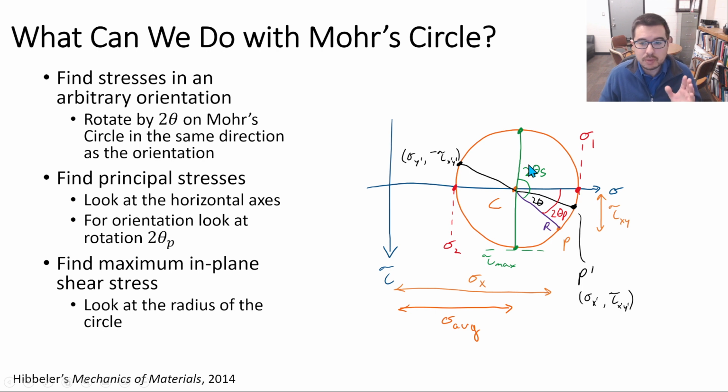This slide we've seen before, and it's discussing what we can do in Mohr circle. We can find stresses in an arbitrary orientation. It's a little bit tedious, not what I consider to be the most novel portion of using Mohr circle, but finding principal stresses and finding maximum in-plane shear stress, these two aspects of Mohr circle can be pretty fast, and are powerful.